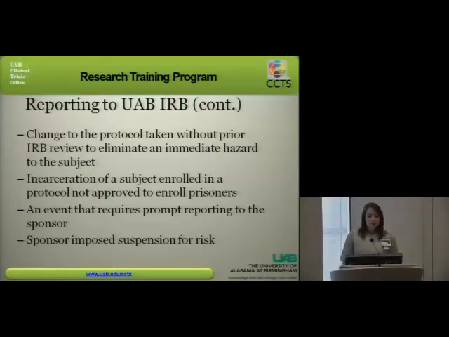You also want to report any change to the protocol taken without prior IRB review to eliminate an immediate hazard to the subject. You also want to report incarceration of a subject enrolled in a protocol that's not approved to enroll prisoners, an event that requires prompt reporting to the sponsor, and sponsor-imposed suspension for risk.